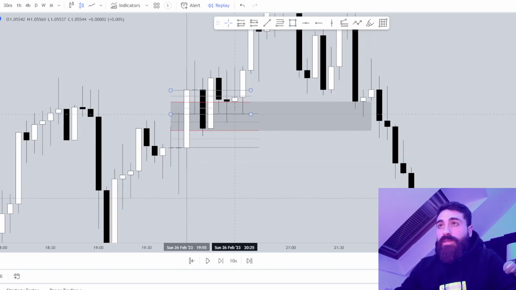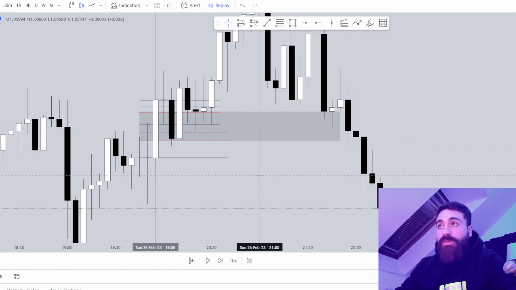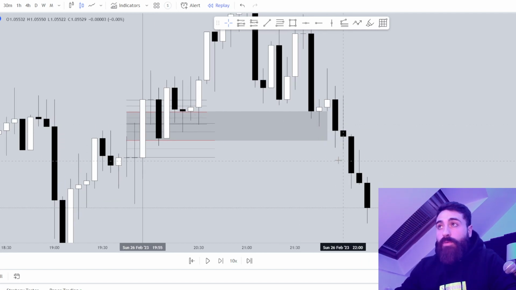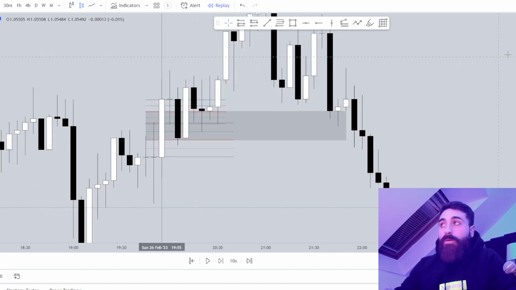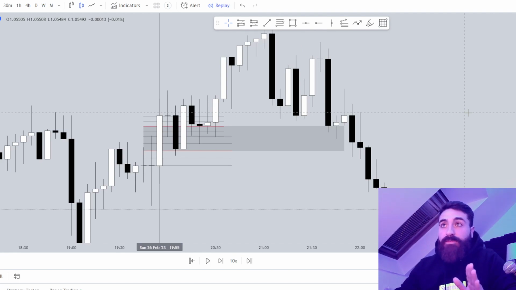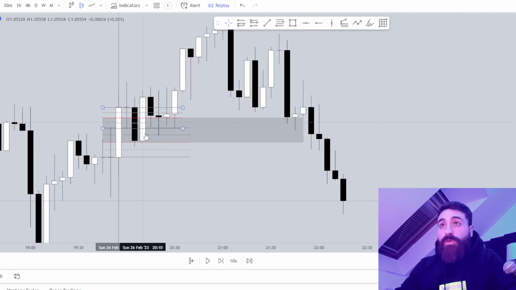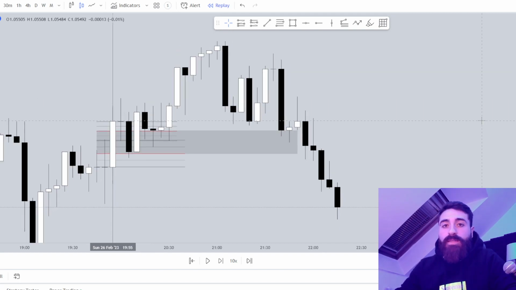And as you can see, this was respected very nicely. And from here, the bodies of the candles didn't close below it. Even here, it still respected it until we broke below. And then we retested it as well. So as you can see, this method can be very effective. It acts very similar to the fair value gap. If you want to have the A+ approach, like best probability setup, please watch my video, which is linked above.